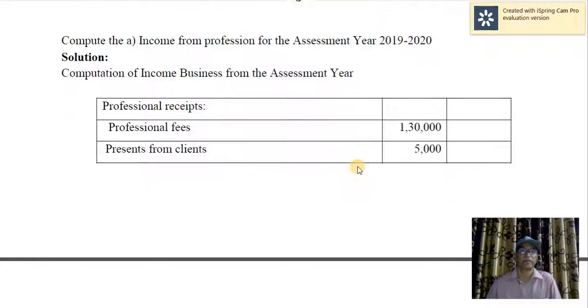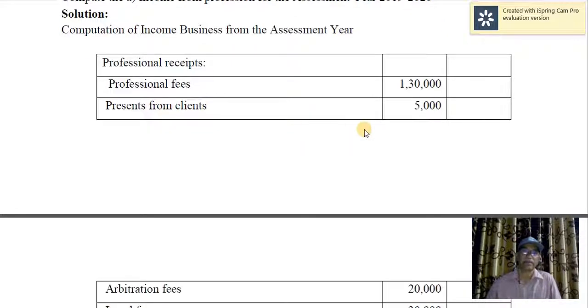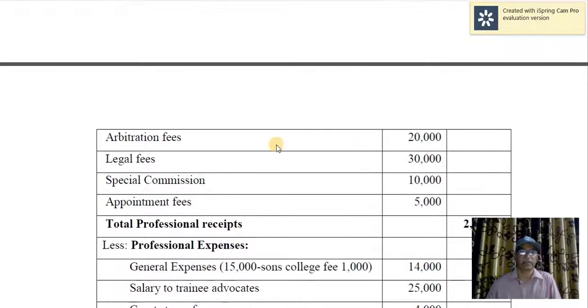Yes, professional fees 1,30,000, present from clients 5,000, arbitration fees 20,000, legal fees 30,000, special commission 10,000, appointment fees 5,000, together professional receipts 2 lakh.